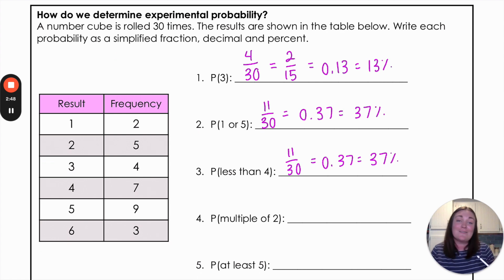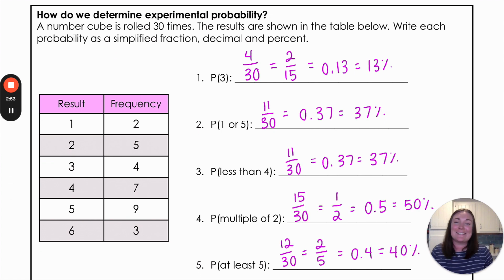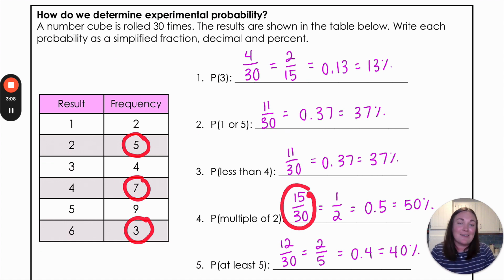Okay, go ahead and pause the video here and try those number 4 and number 5 on your own. All right, check your work and see how you did. Multiples of 2, so we got 5 plus 7 gives us 12, plus 3 gives us that 15. So that's 15 times out of 30 that we got a multiple of 2. That simplifies down to give us 1/2, 0.5, or 50%.